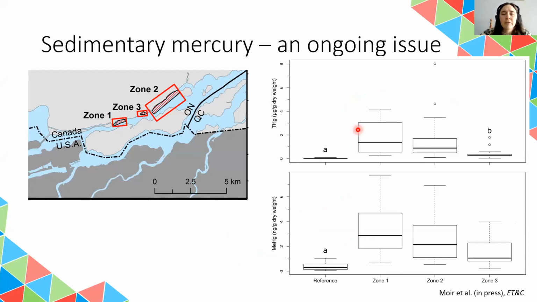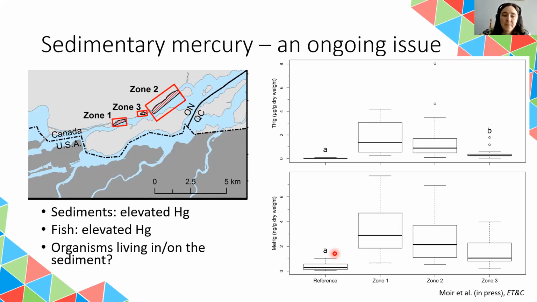So these data on the right are from a recent study that we completed looking at surface sediments from very nearshore sites in these 3 zones. And what we can see is that in all of these 3 zones, we're elevated in both total mercury and methyl mercury concentrations relative to upstream reference sites. So we know that our sediments are elevated in mercury here, and we know that there have been some evidence of fish being elevated in mercury and that being a concern. But what about other organisms, particularly those that are living in or on the sediment that are potentially exposed to this high mercury?